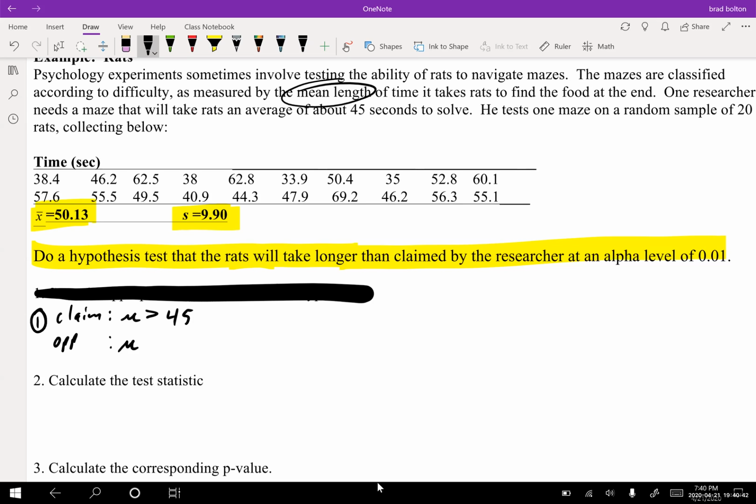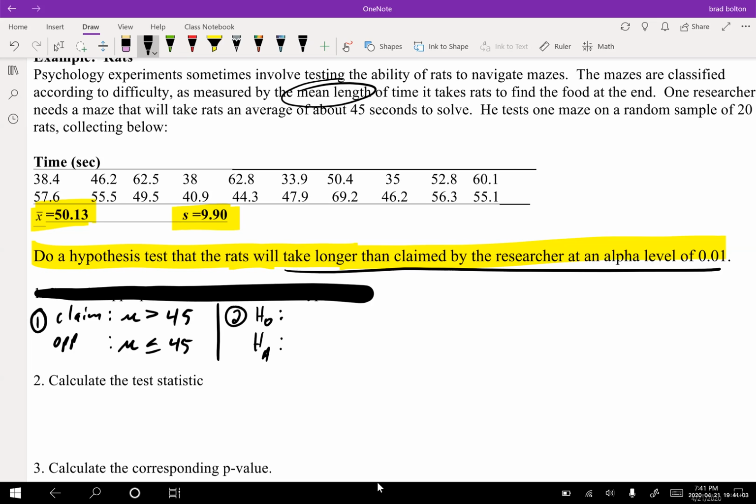We'll test that it takes longer than what the researcher said. So we're going to go longer than 45. That doesn't mean equal to 45, right? So the opposite of greater than 45 would be less than or equal to 45 seconds, okay? So now we've got to build our null, our H naught and our H alternate.